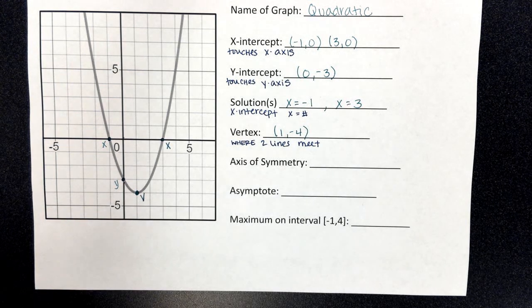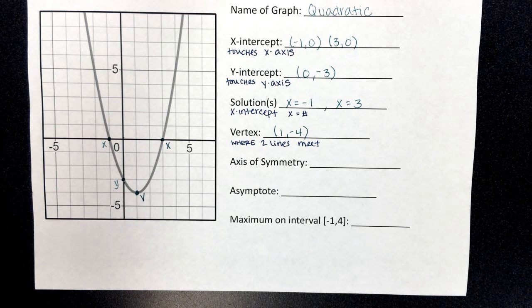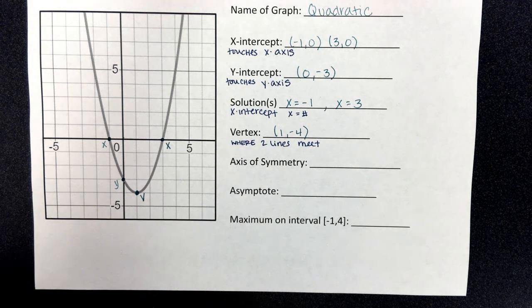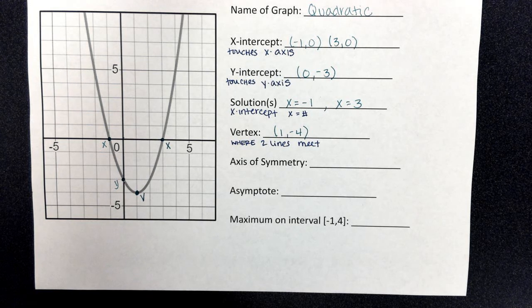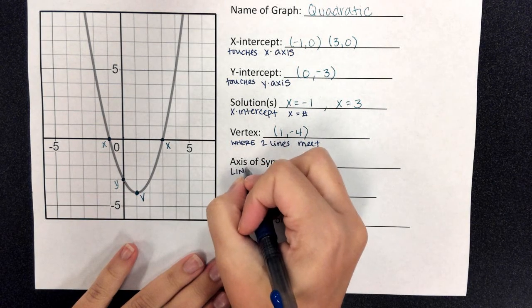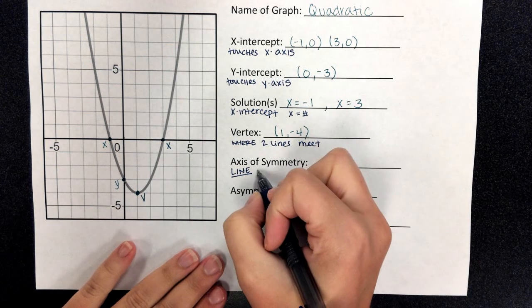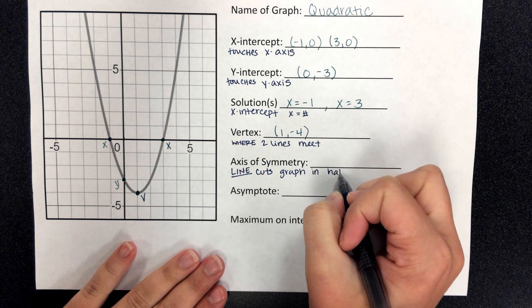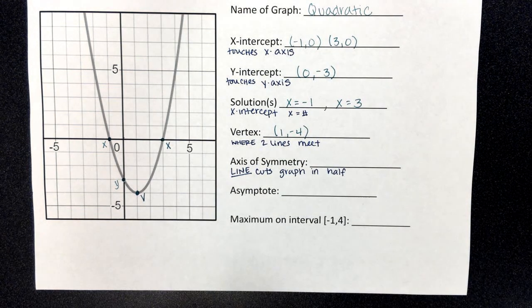Axis of symmetry. Tiana, do you know what an axis of symmetry is? Let's break it down. What's an axis? An X or Y. So a line. What does symmetry mean? Something symmetrical. You know what that means? Similar or the same. So an axis of symmetry is a line that perfectly cuts the graph in half.